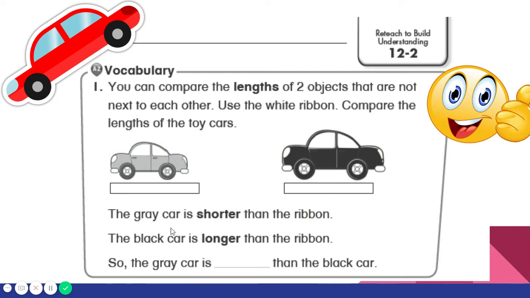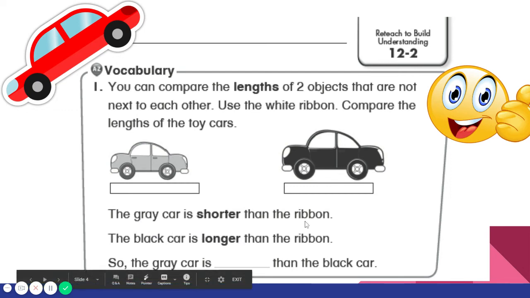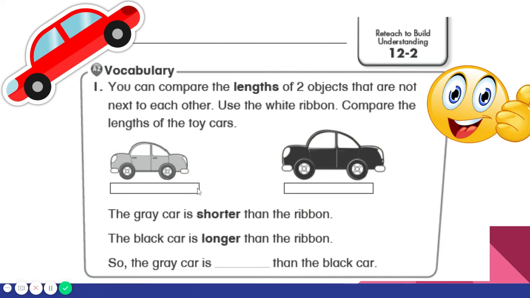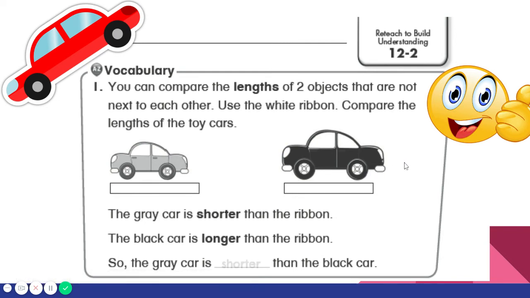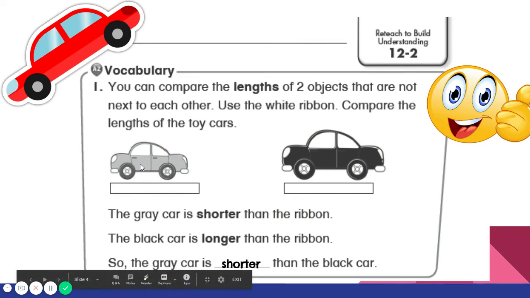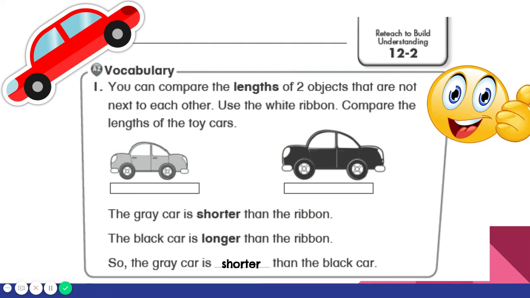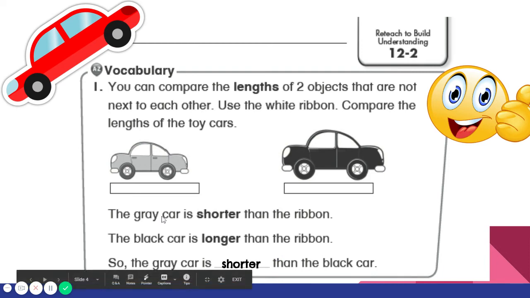The gray car is shorter than the ribbon. As you can see, the gray car stops before the ribbon has ended. The black car is longer than the ribbon. As you can see, the same exact ribbon stops before the black car has ended. So we can conclude that the gray car, this car, is shorter than the black car. We did not have to measure the cars. We simply used the same ribbon and compared where each car stopped on the ribbon.